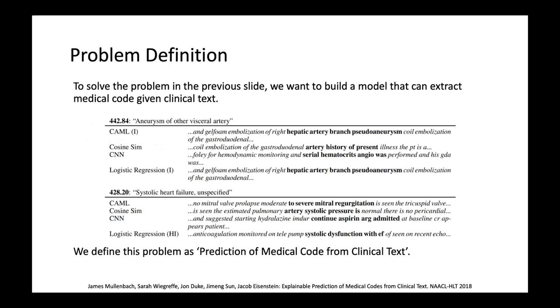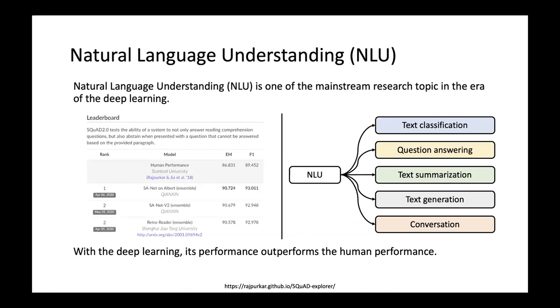So in order to solve the problems introduced in the previous slide, we want to build a model that extracts medical codes automatically from a given clinical text. We define this problem as prediction of medical code from clinical text. We want to take full advantage of the advance of technology called natural language understanding, because it's one of the mainstream research topics in the era of deep learning now. Thanks to the great performance of deep learning, we expect NLU to work better than the human's manual effort.